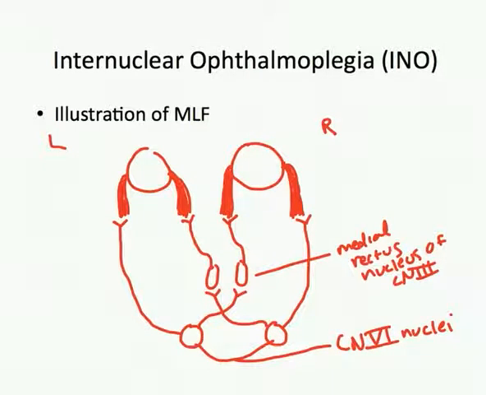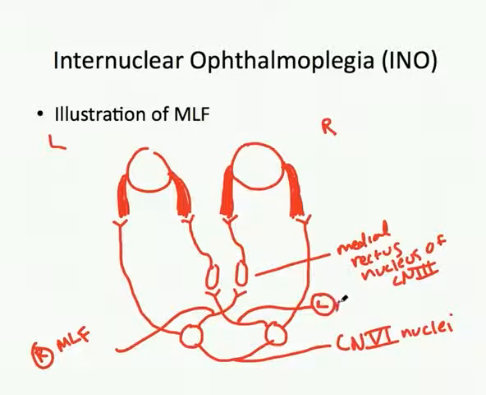So I just wanted to clarify that the tract going from the left cranial nerve 6 nucleus to the right medial rectus nucleus of CN3 is going to be called the right MLF, or the right medial longitudinal fasciculus, because it's crossing over to the right side. So that's the right MLF. And then the medial longitudinal fasciculus that connects the right CN6 nucleus with the left medial rectus nucleus of cranial nerve 3 is going to be called the left medial longitudinal fasciculus. And that's important just based on naming.